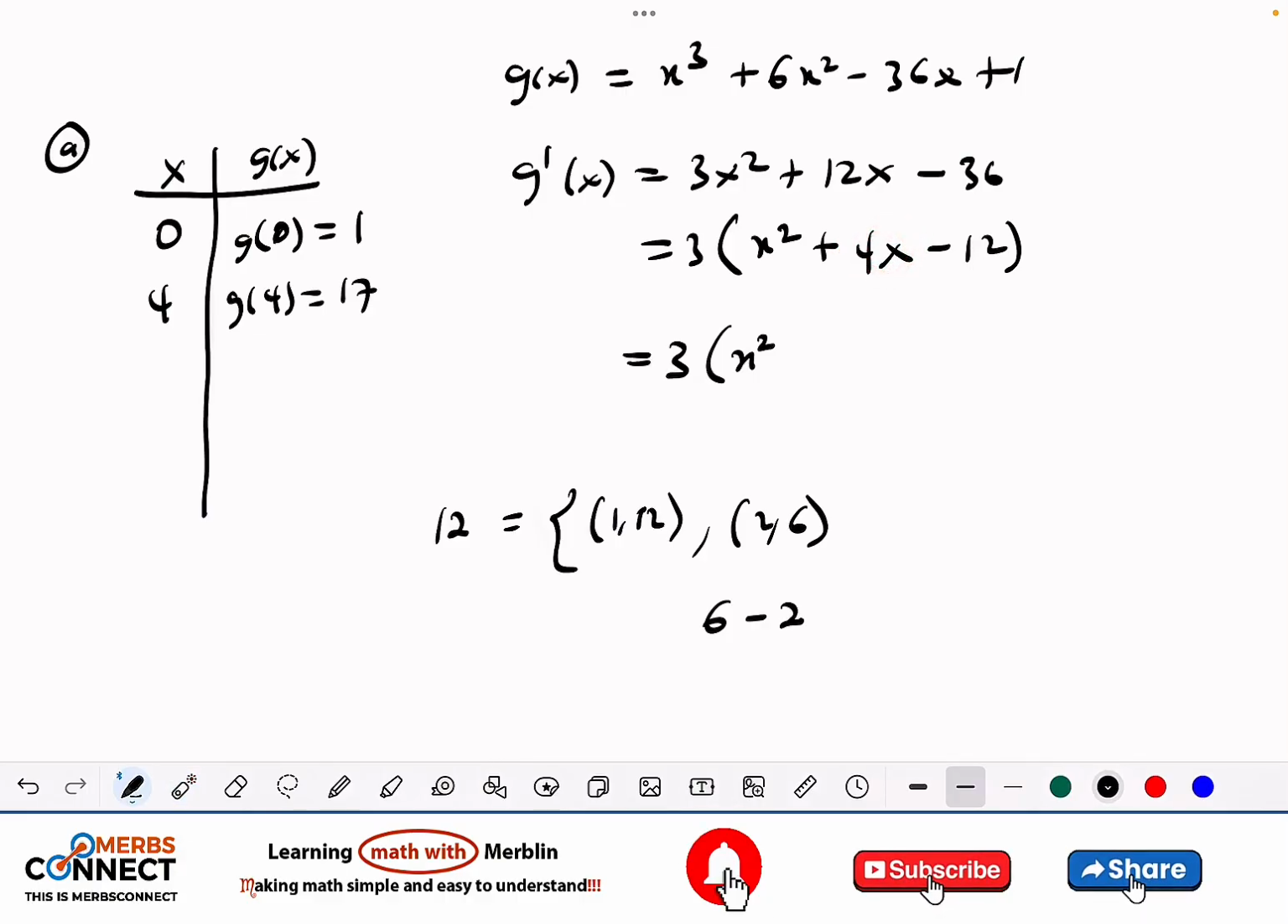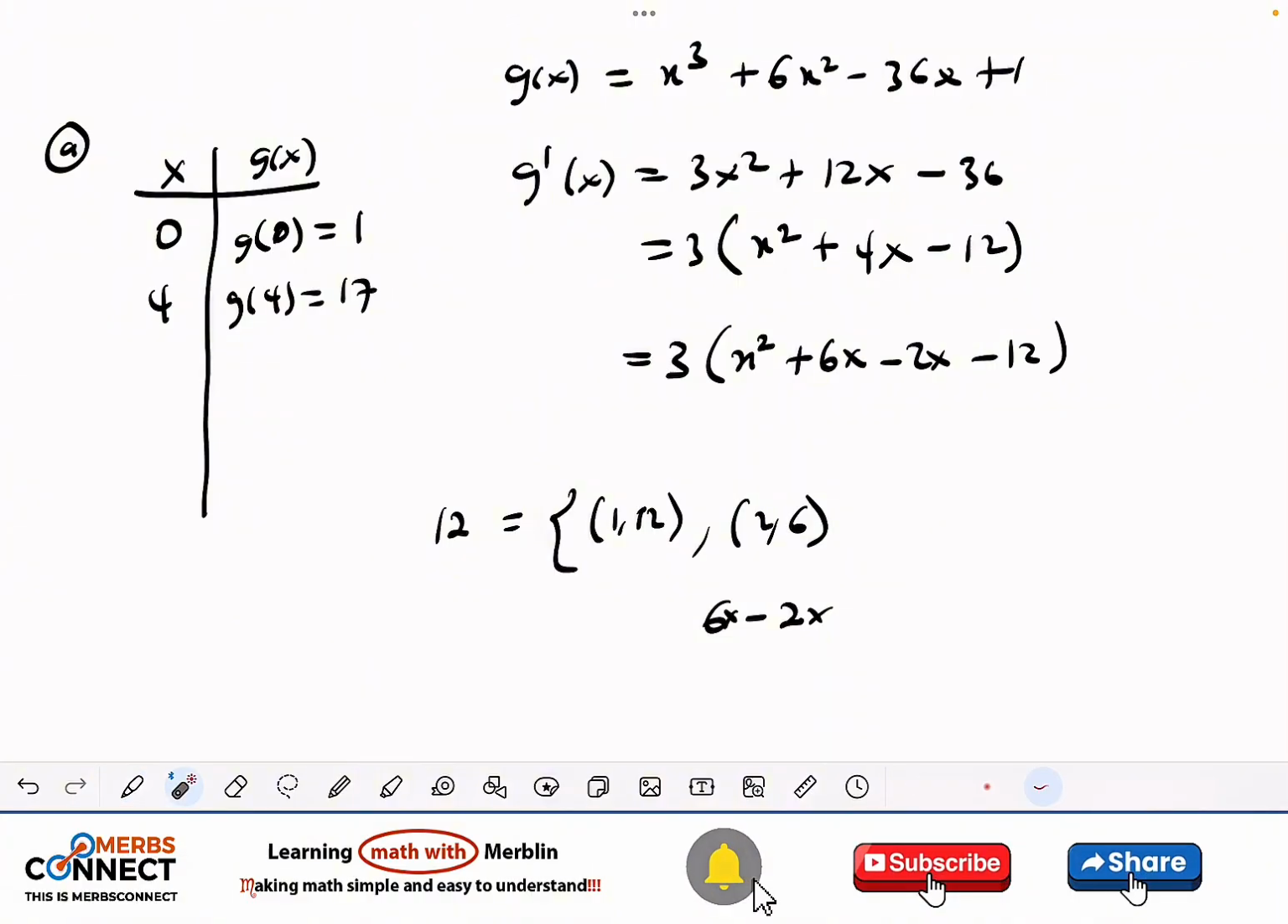So it means that I need to add x to this, x to this. So I'm going to have plus 6x minus 2x minus 12x. Good. So 6x minus 2x is going to give us plus 4x. So this is how we can do it. Good.